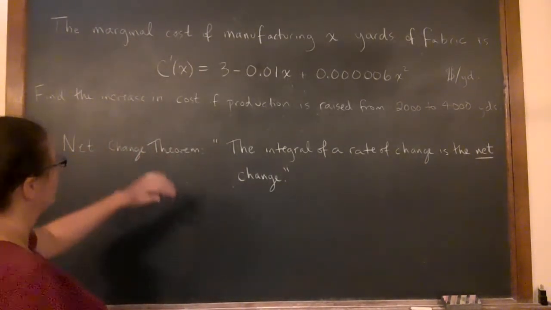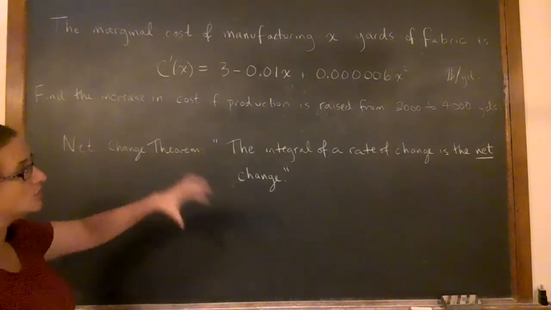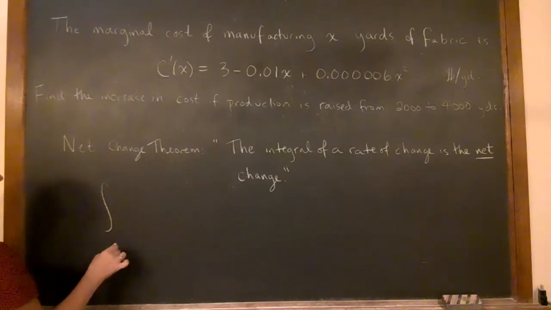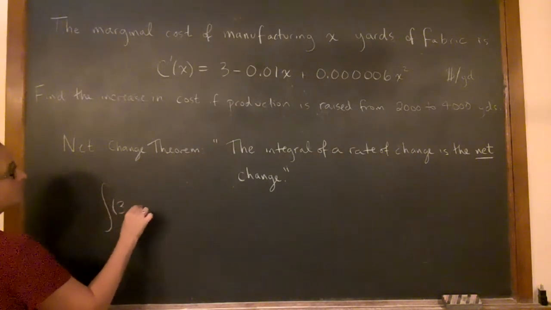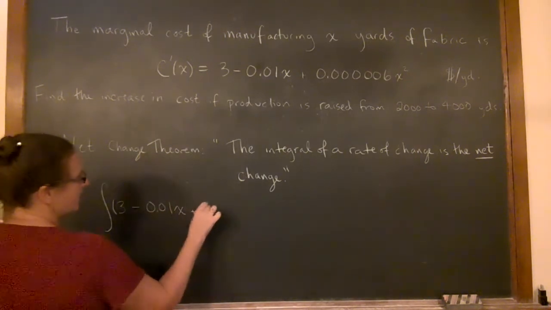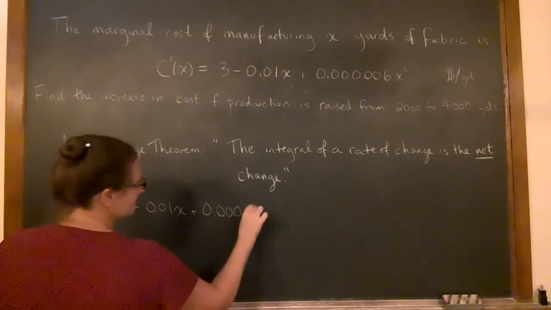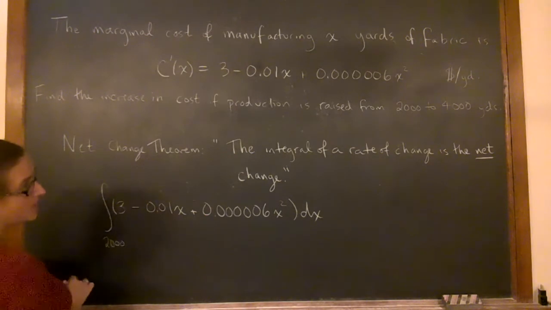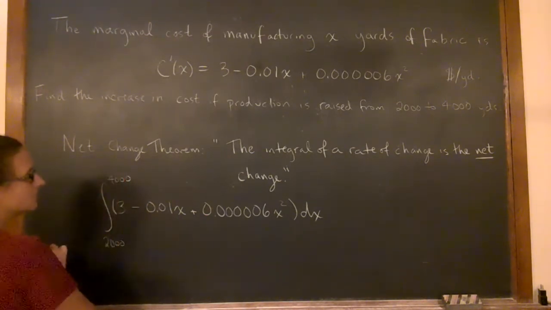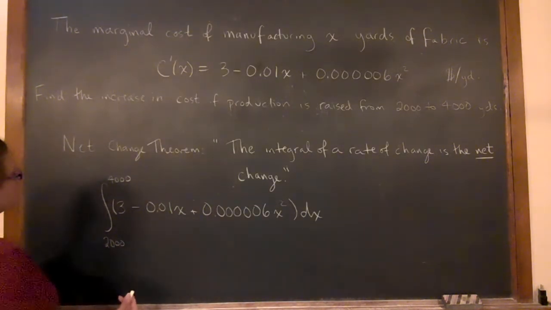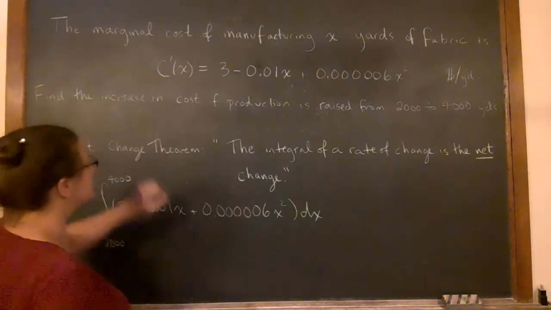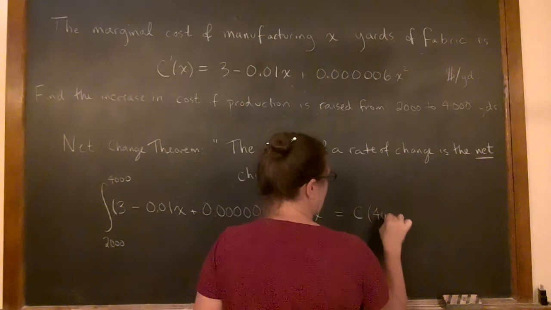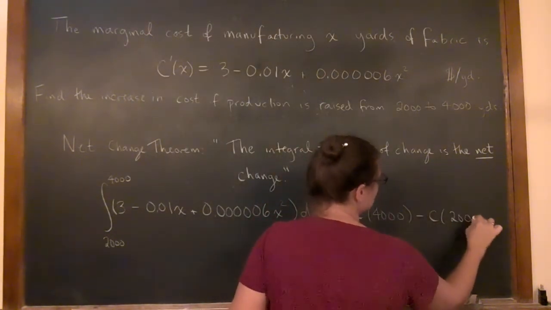If I want to find the increase in cost of production, or the net change in production, what I want to do is take the integral of the function of the rate of change, so 3 minus 0.01x plus, you get all these zeros here, 5 zeros. That's my function. I'm going to integrate that from 2,000 yards to 4,000 yards. So the net change then is going to be, this is C prime, it's going to be C at 4,000 minus C at 2,000. So I'll write that. That's what we're actually going to do.